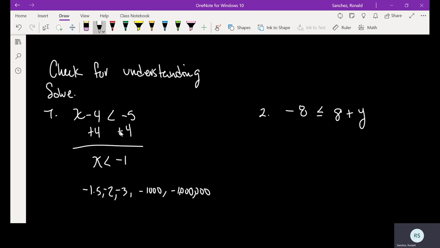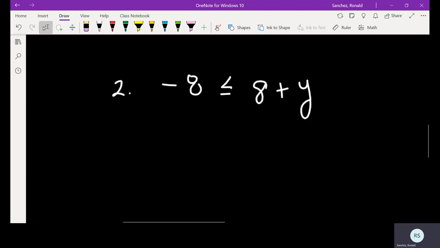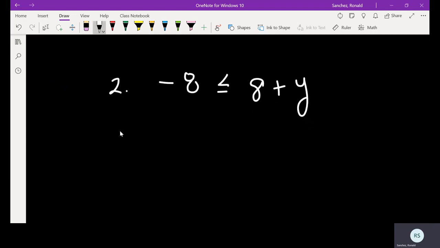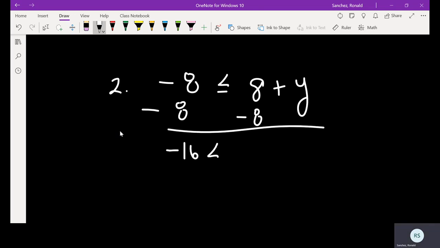And over here, what can we do? Let me just zoom in on number 2 very quickly. So we have negative 8 is less than or equal to 8 plus y. Well, the way that we isolate y is by subtracting 8 on both sides. Negative 8 minus 8 is negative 16, and that is less than or equal to y.